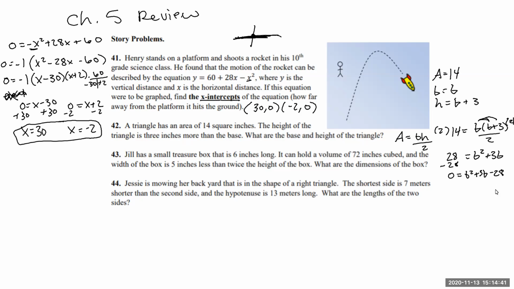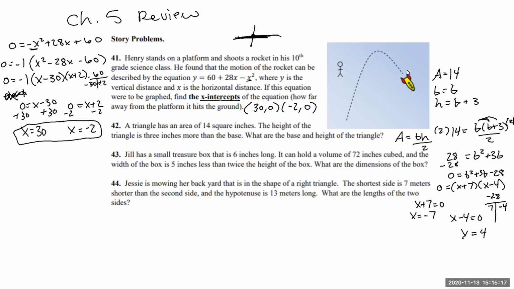Okay, and then we're going to use the AC method to solve this. So we have negative 28. And it looks like that 7 and negative 4 are going to work for this one. So our equations are just going to be x plus 7, x minus 4. And now we're just going to set each one equal to 0. So x plus 7 equals 0, and x minus 4 equals 0. So it looks like x equals negative 7, and x equals 4.